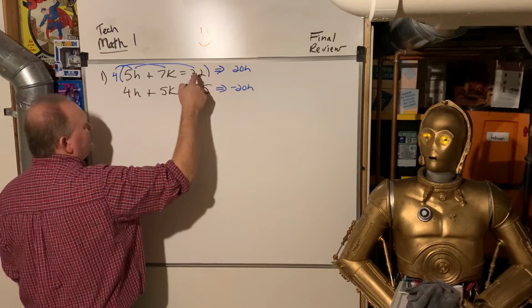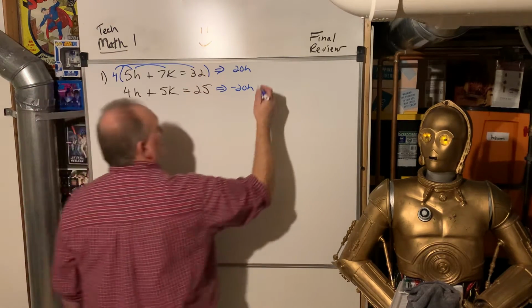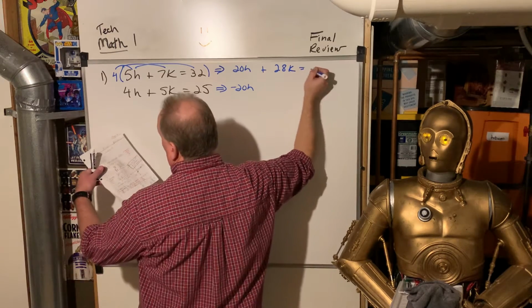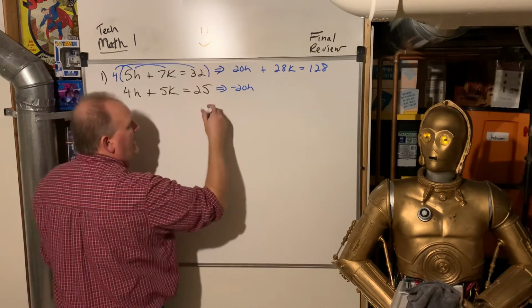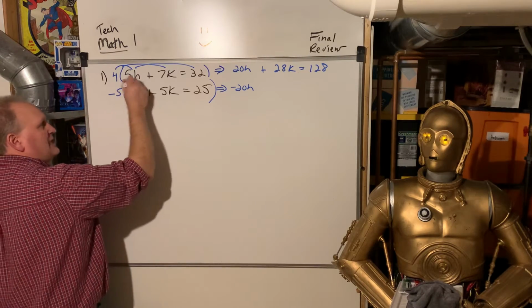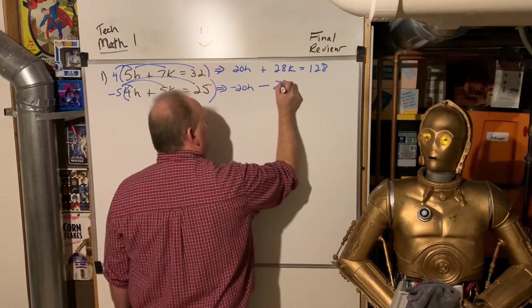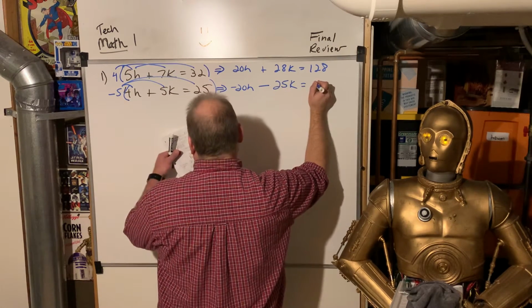Don't forget that one. That one is overlooked so often. Most common mistake on this. So plus 28k and then equals 128. This one, we have to hit everything with a negative 5. A negative 5 times that. A negative 5 times that. A negative 5 times that. So negative 25k and negative 125.